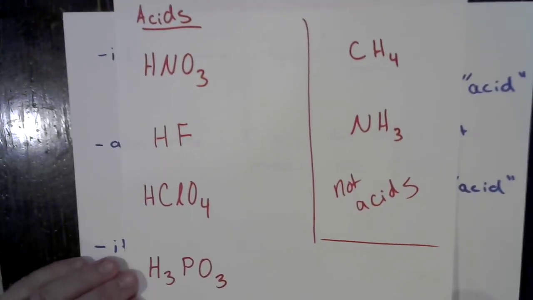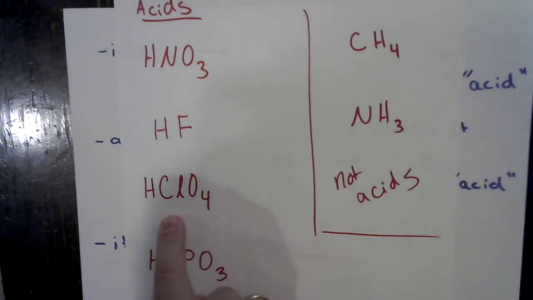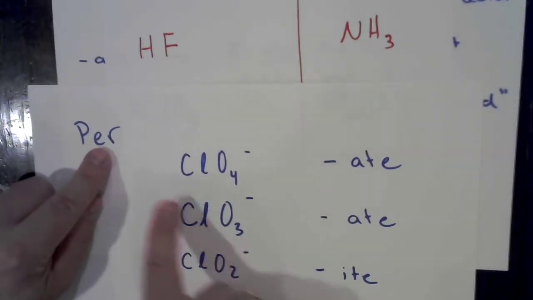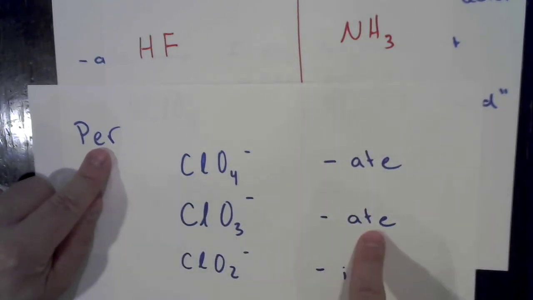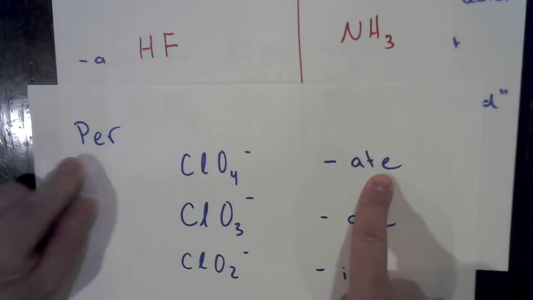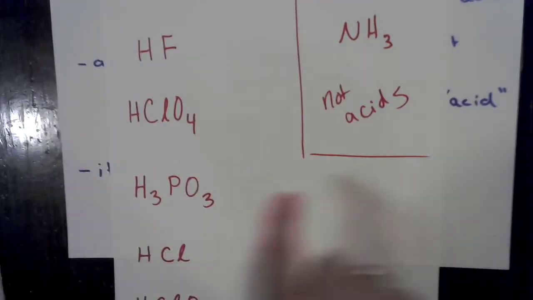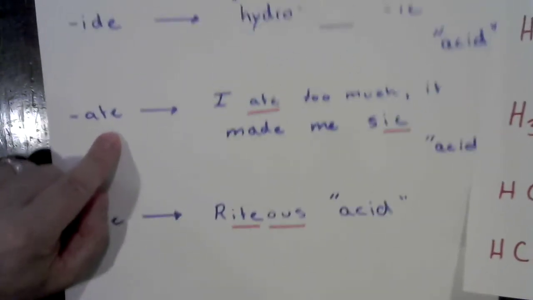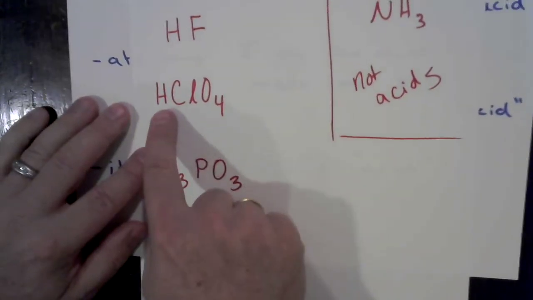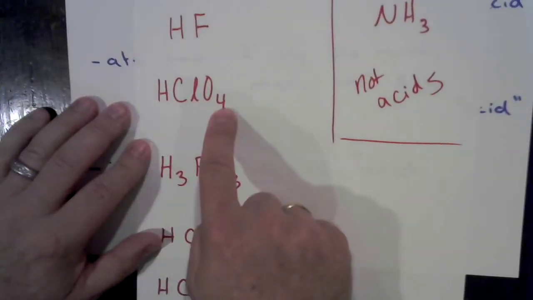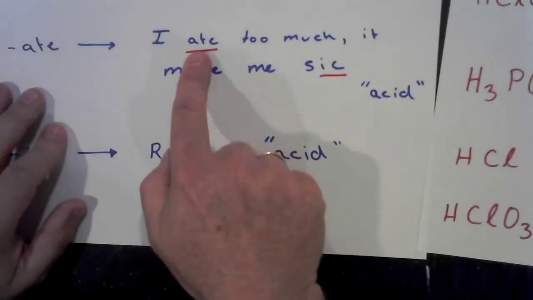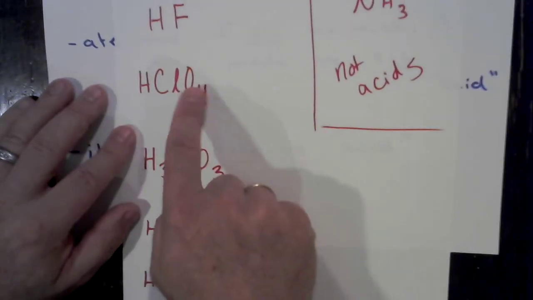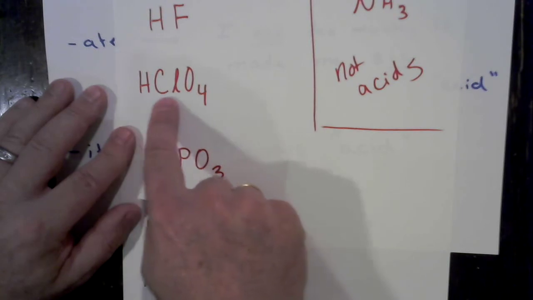All right, here's our next one that we're going to do. I threw this one in there so that we could grab the per part of the naming system. So remember, this is chlorate, this is perchlorate. So the ion is still the important thing. So this is the perchlorate ion. It's still in one of these. I ate too much, it made me sick. So this is going to be perchloric acid. Okay? Just change the ate to ic and remember to say acid. So it's the perchlorate ion. So this whole thing is perchloric acid.